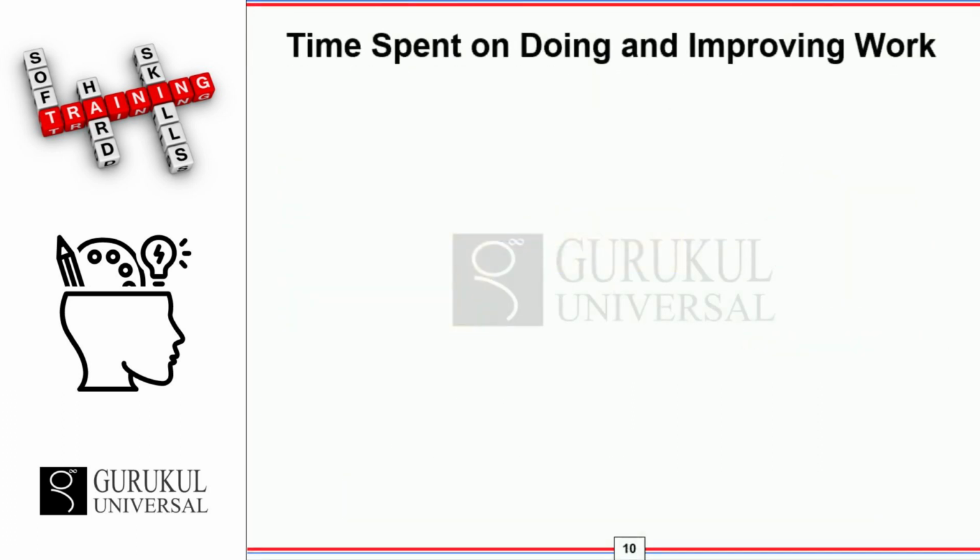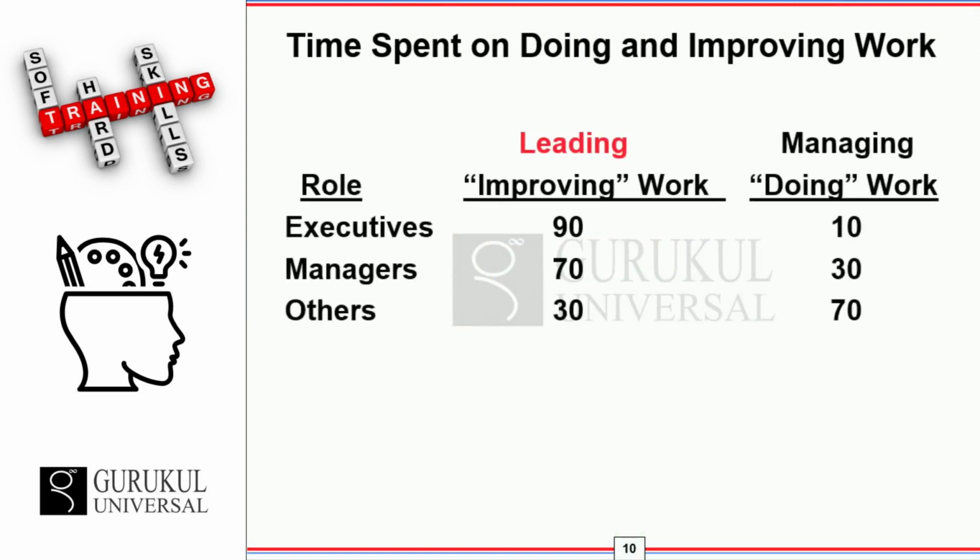Leadership is not only about the actions taken, but also the manner in which they are done. It is therefore essential to invest time in both doing and improving work. According to the available data, executives should assign 90% of their time to improving work and 10% to executing it, while managers should dedicate 70% of their time to improving and 30% to doing work. Those in other positions should spend 70% of their time on doing work and 30% on improving it. By considering this distribution in accordance with one's role and mastering both doing and improving work, one can become an accomplished leader.